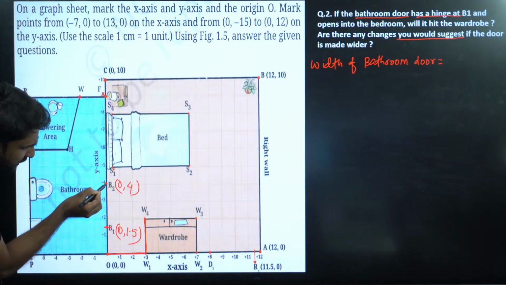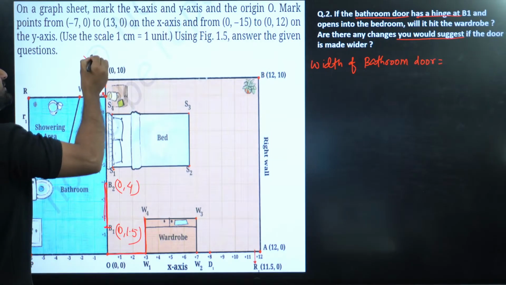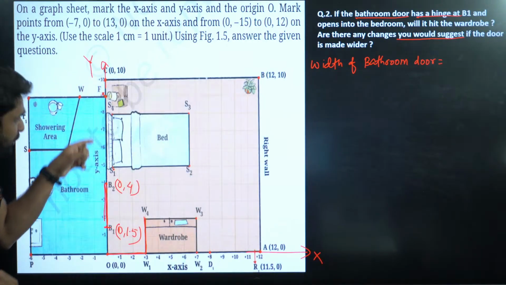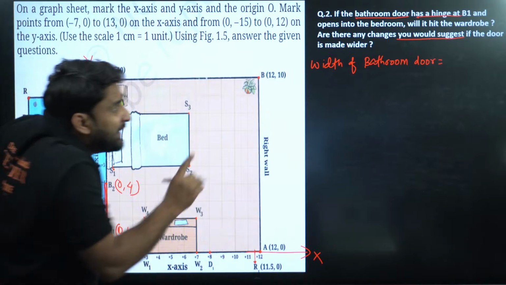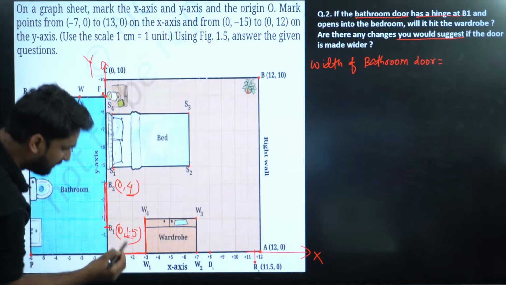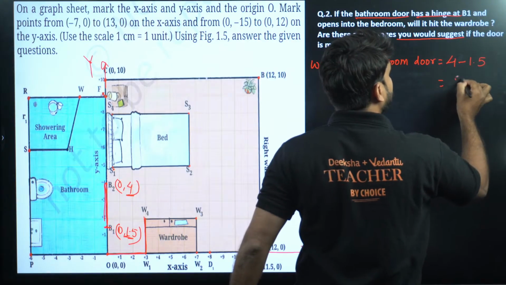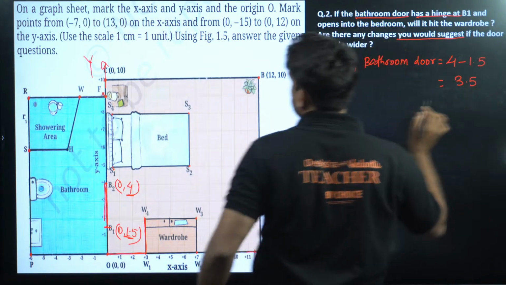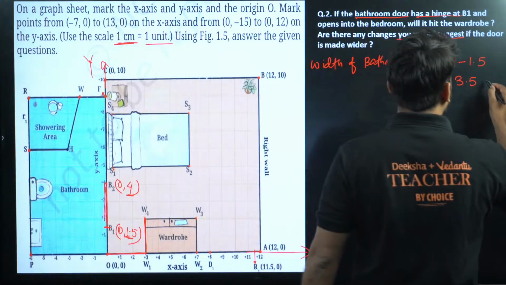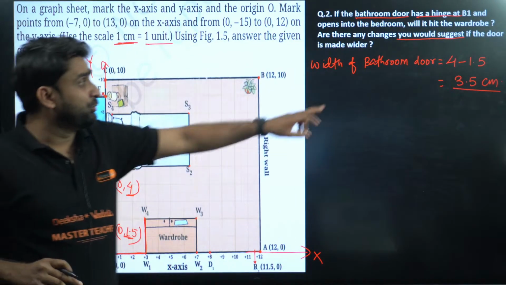The bathroom door is here, which is on the y-axis. This is the y-axis, and this is what, my dear? X-axis. So basically the bathroom door is on the y-axis, so we have to find the difference of y coordinates. What will be the difference of y coordinates? 4 minus 1.5, this will become 2.5, and every 1 unit is equal to a centimeter. So the width of the bathroom door is 2.5 units.